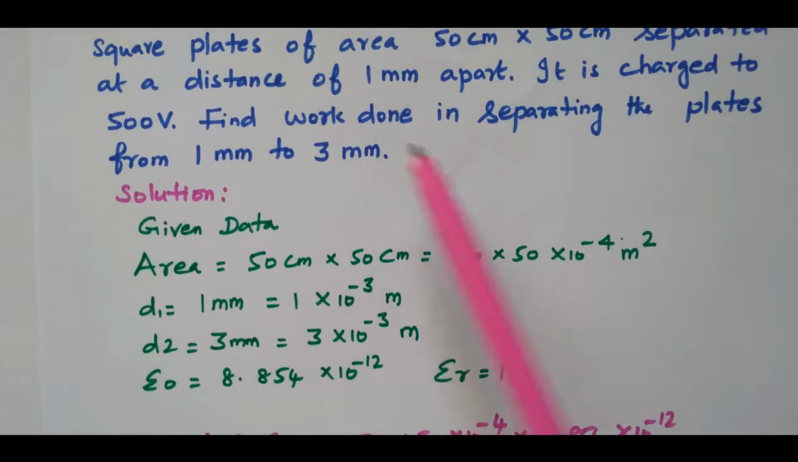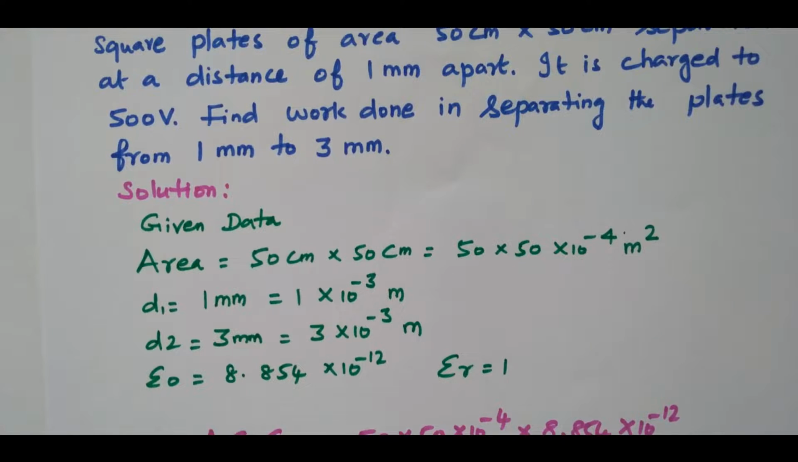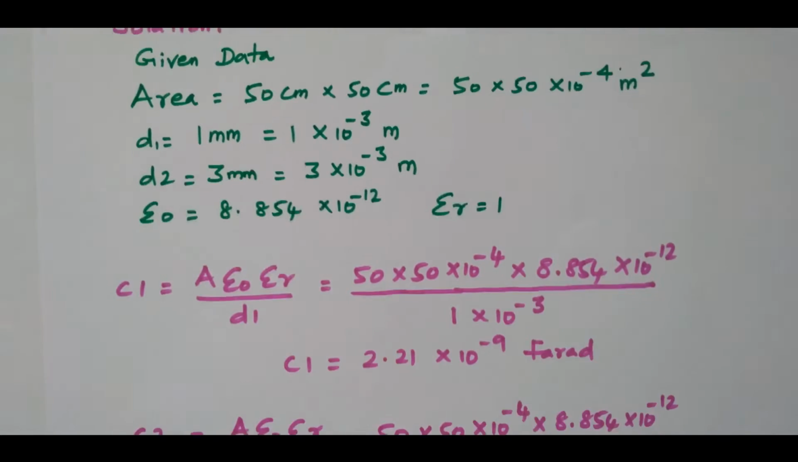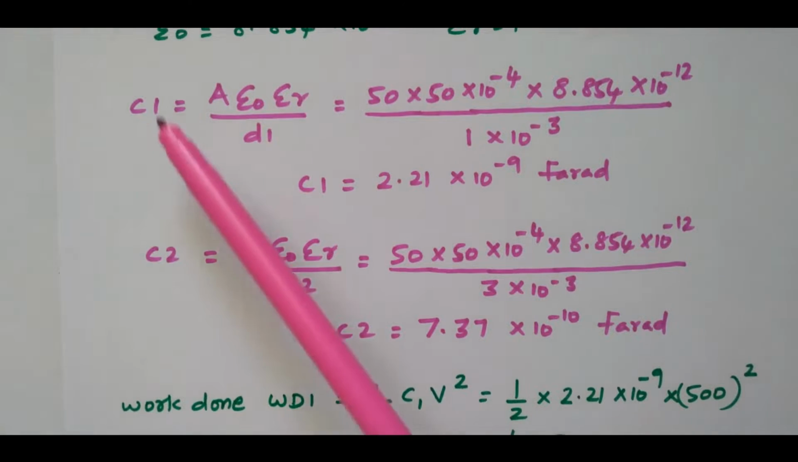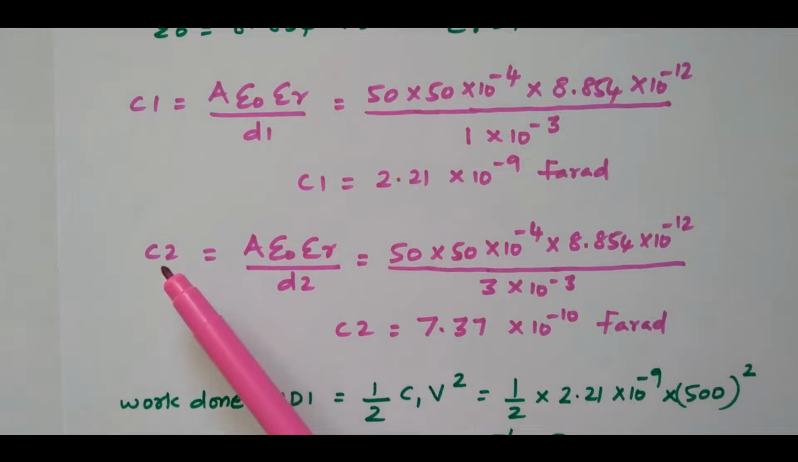What we need to find is the work done. What is work done? Half CV square. The V is already available, but the C value is not available. How will you find the C value? By using this data we can find. We will take this C1 and C2. If it is 1 millimeter, C1. If it is 3 millimeter, C2. So that is available here, C1 and C2. From C1 and C2 we will find the work done, WD1 and WD2. From that we can find the net work done.